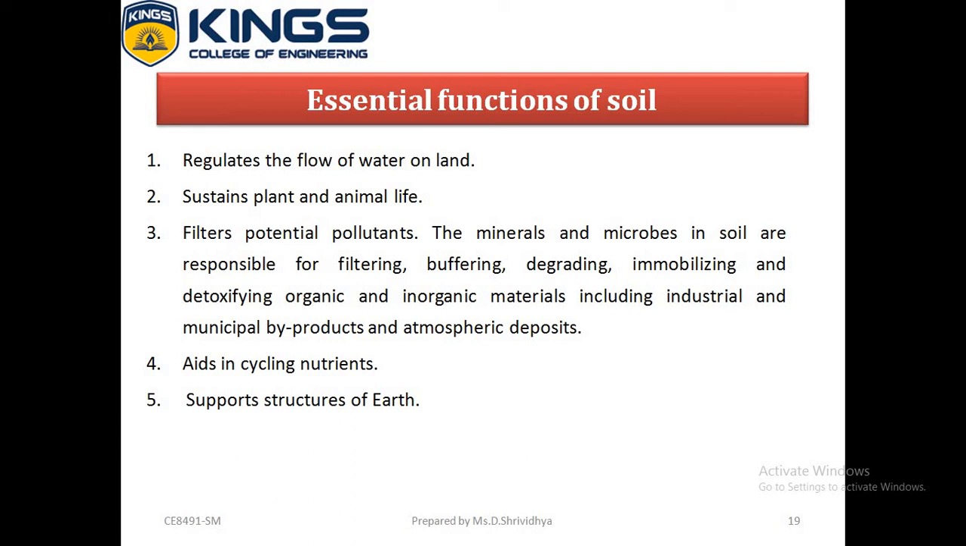It filters potential pollutants. The minerals and microbes in soil are responsible for filtering, buffering, degrading, immobilizing and detoxifying organic and inorganic materials, including industrial and municipal byproducts and atmospheric deposits. It aids in cycling nutrients. It supports the structure of the earth.